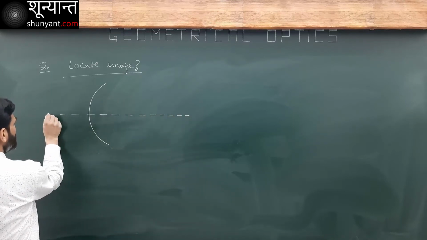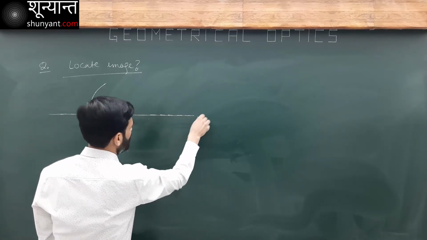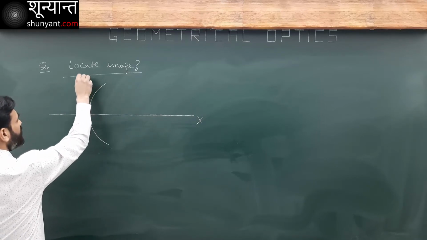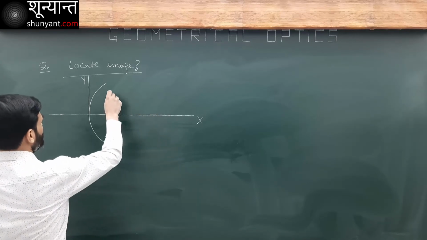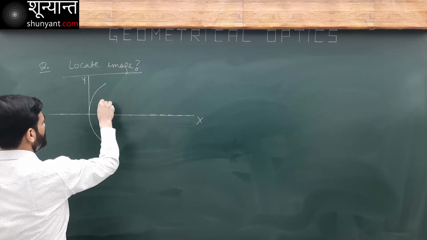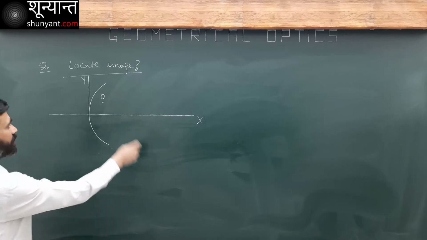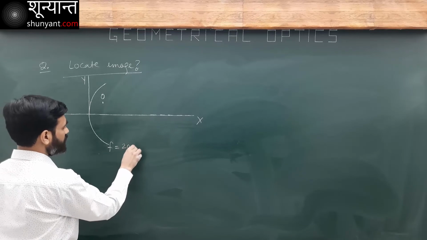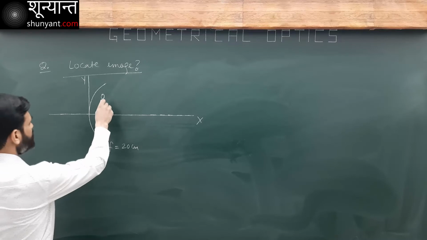Okay, this is my principal axis and it is along the x-axis, and this is my y-axis. Now, my object is here. This is my object. The focal length of this is, let's say, 20 centimeter.